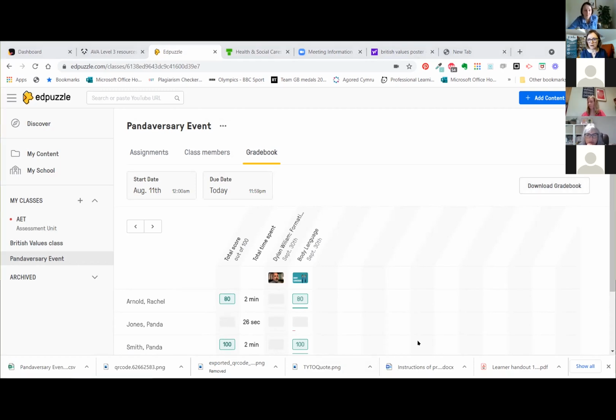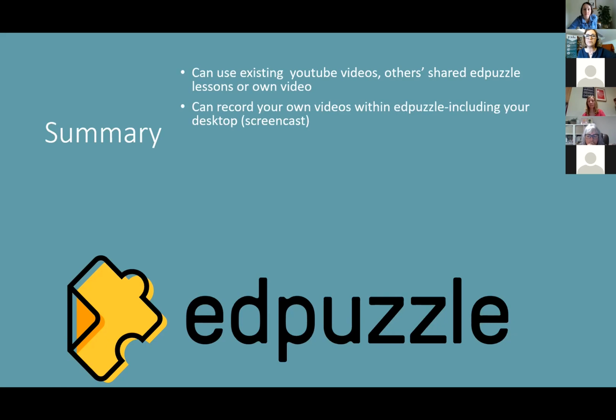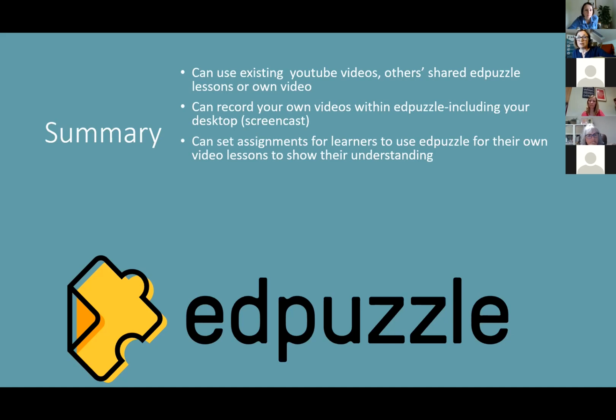I'm going to take you back here just to say, in summary, what I love about it the most is you can search for anything and it's pretty much there, even if it's from YouTube or from other people that have shared their lessons. You can record your own. I mean, that's brilliant. Instead of going to another app to record your own videos, you can do it straight there in Edpuzzle. Set assignments for them to have a go if you wanted to.